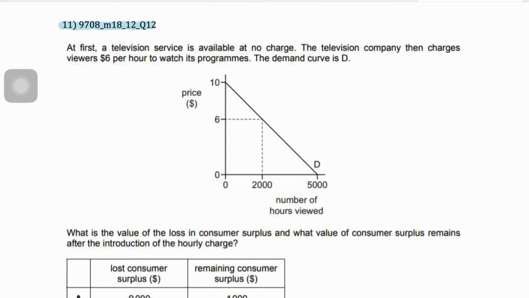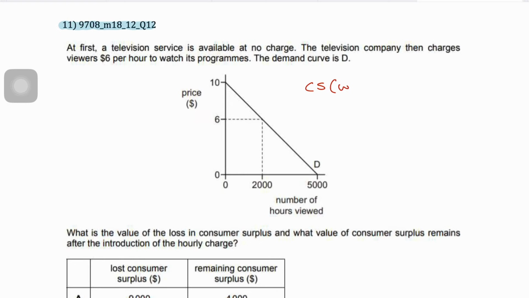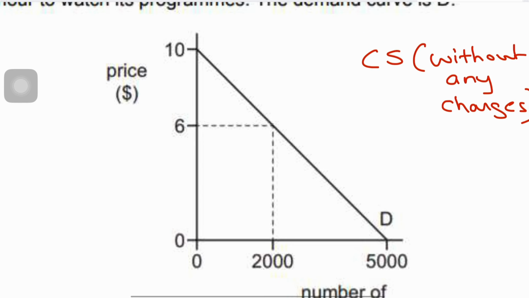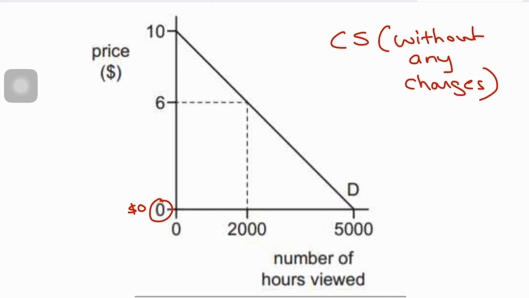So first we need to find the consumer surplus without the charge. Without any charges, what is the consumer surplus? If you look at this demand curve, if the price is $0, then what is the maximum number of hours that I'll view the service or the channel? It's 5,000 hours. So this demand curve is reflecting that.